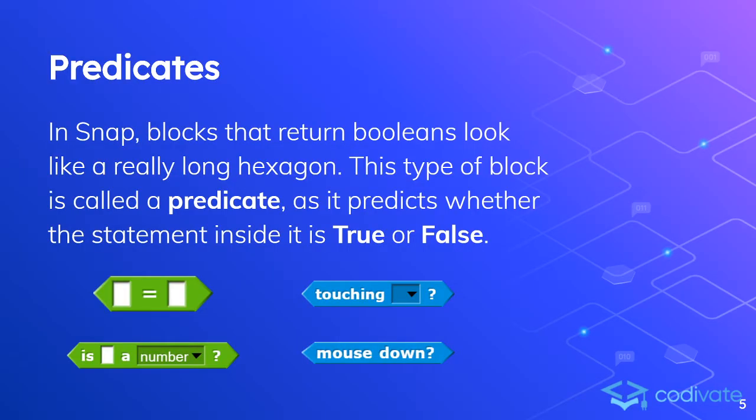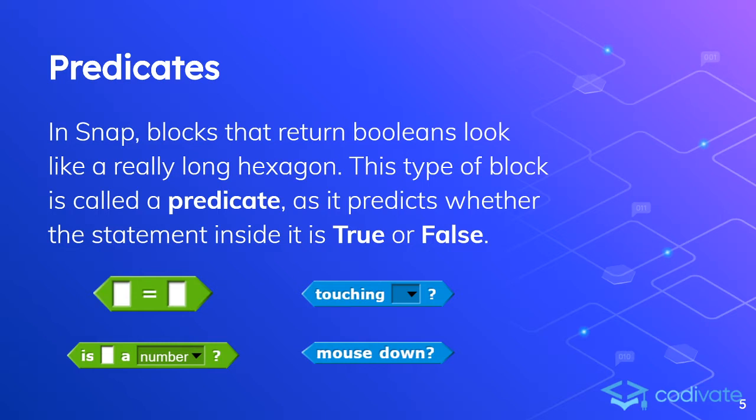In Snap, the shape of the block decides what it is supposed to do. Blocks that return Booleans look like a really long hexagon. The name for this type of block is known as a predicate. It is supposed to evaluate to a Boolean value, true or false. If you look at the examples, there is an equal block. If you put 3 and 5 inside that predicate, it will report false because 3 is not equal to 5.